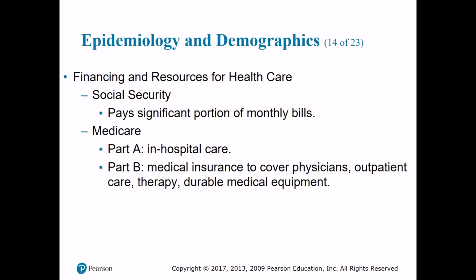When we get to Part B, it's your out-of-hospital coverages: outpatient physicians, overall therapies, durable medical equipment, DME, as well as, my wife's the expert on this, the 180 days of extended care treatment. Remember, Medicare only pays for 180 days. That's it. After that, everything comes out of pocket.